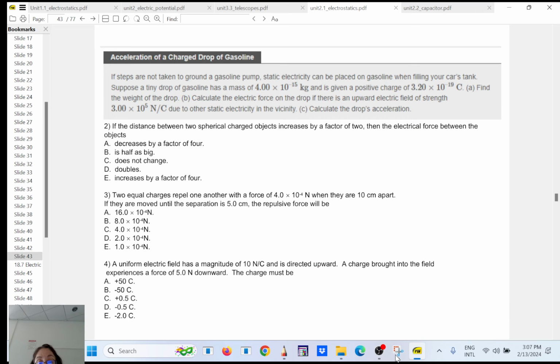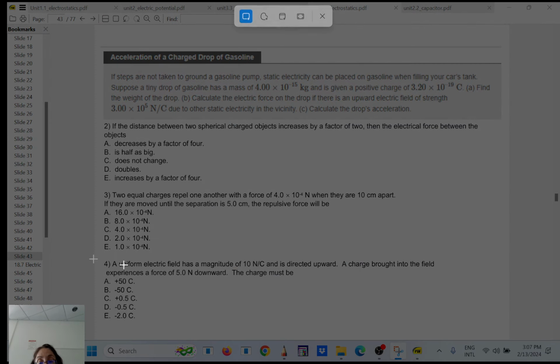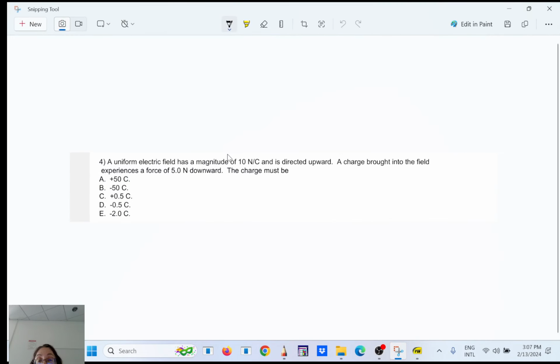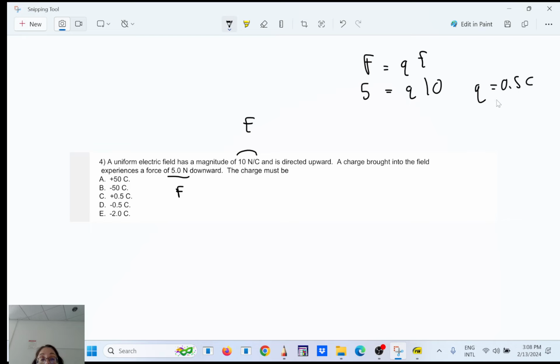You don't have to do it in your head. You can say, okay, this is the electric field, this is the force, and you have F equals QE. So for the magnitude, if the force is 5 and E is 10, then Q will be 0.5 coulomb. But this is in magnitude. Let's see if it's positive or negative. Where is the electric field, up or down? Okay, so up.